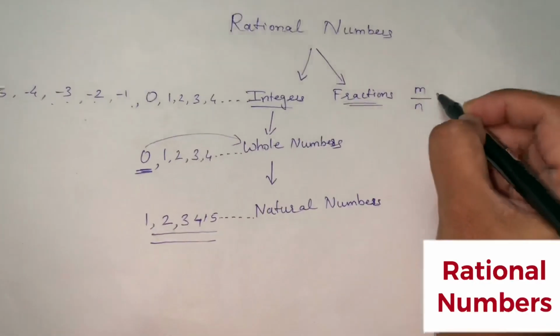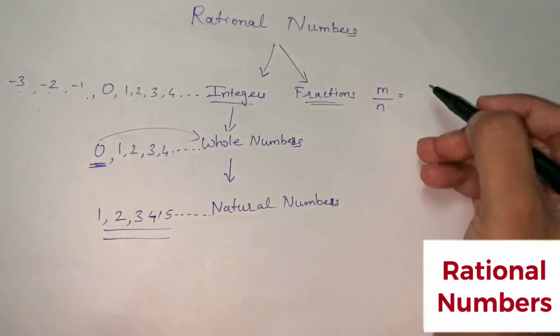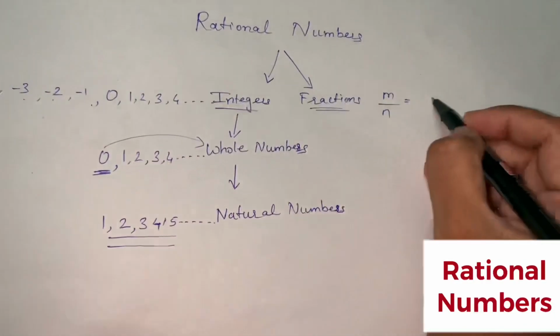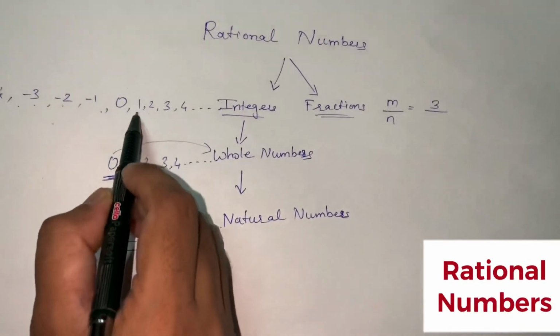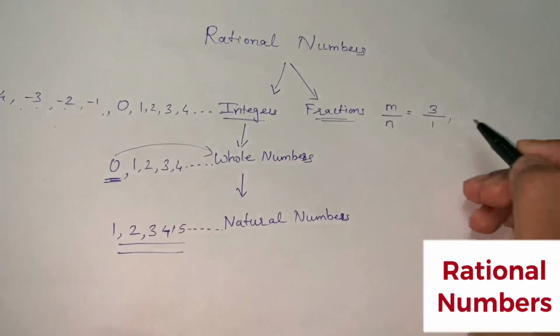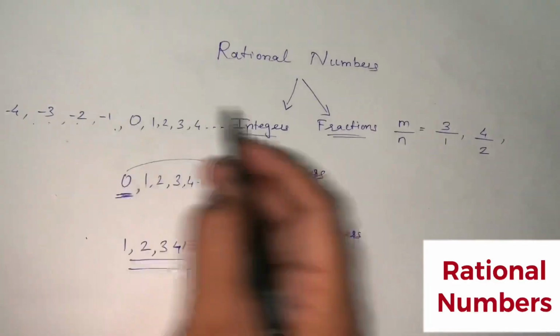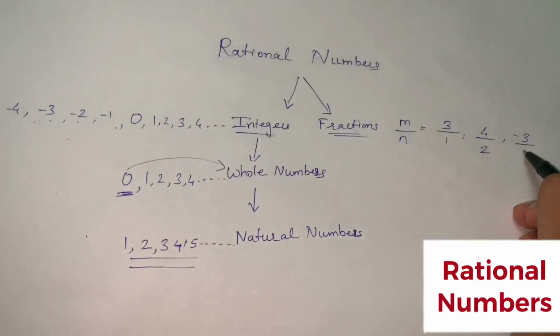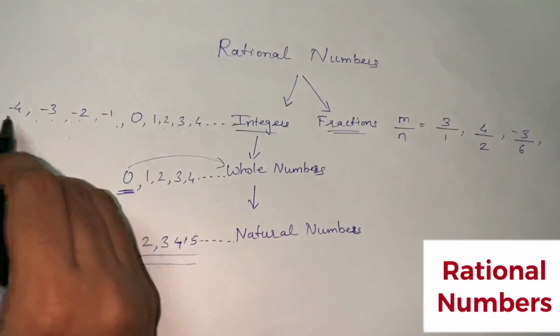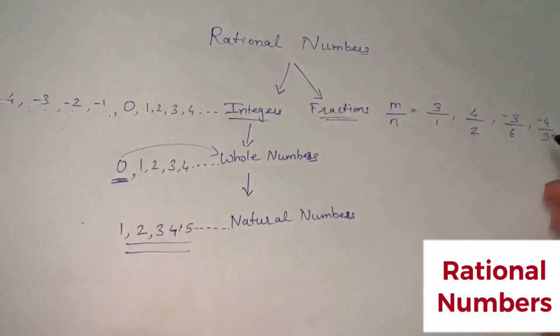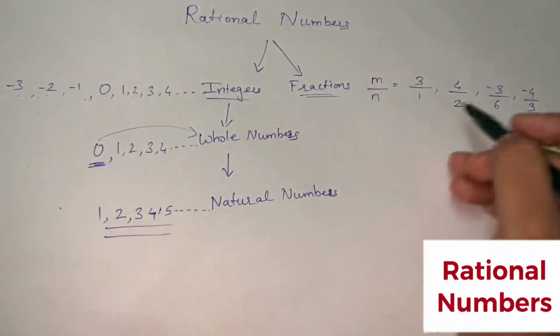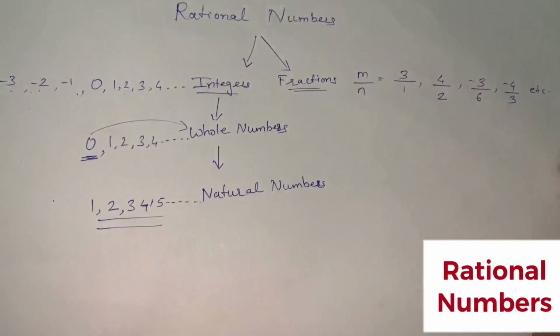Now let's look at fractions. Fractions are written in the form m upon n, where m and n both are integers. It can be positive or negative integers. So let's take some examples like 3 upon 1, then 4 upon 2, then I can take -3 upon 6, -2 upon 3, etc.